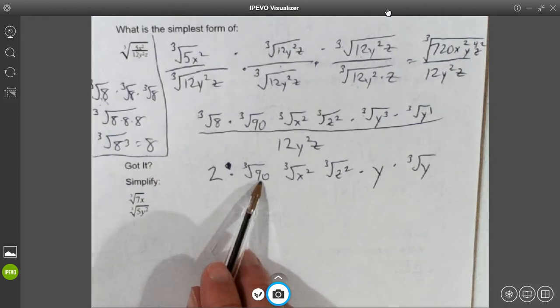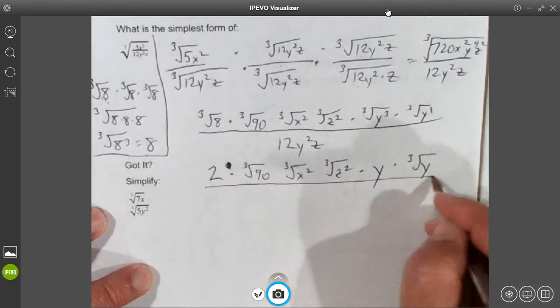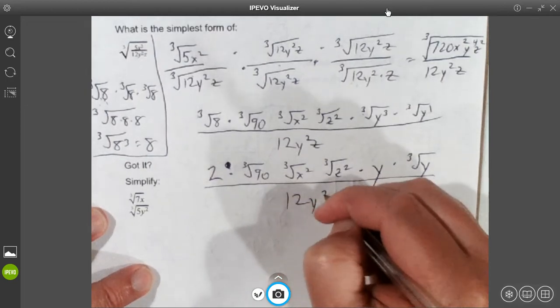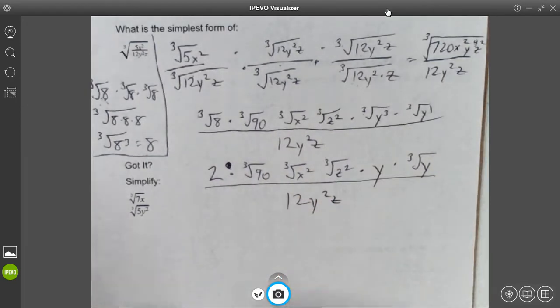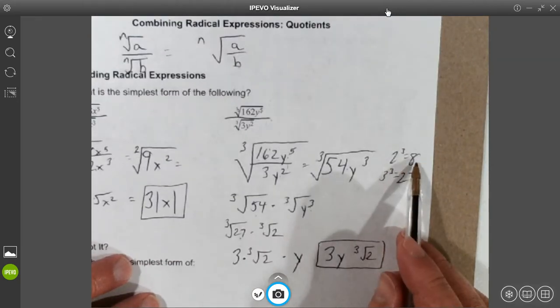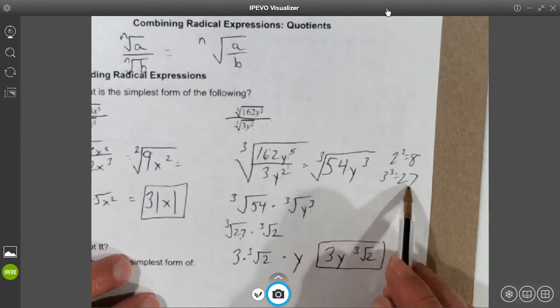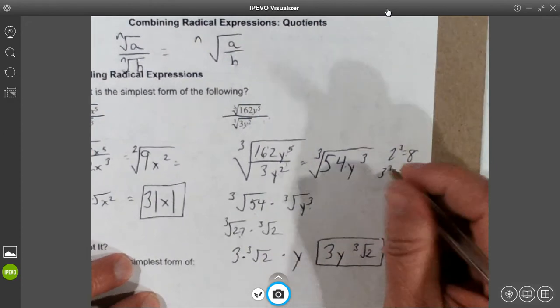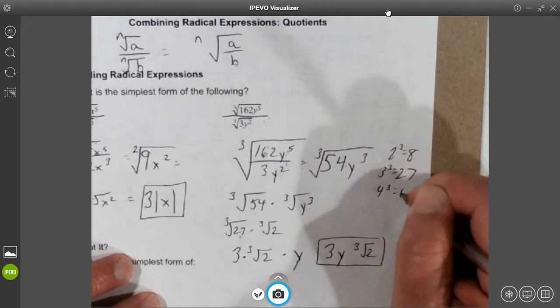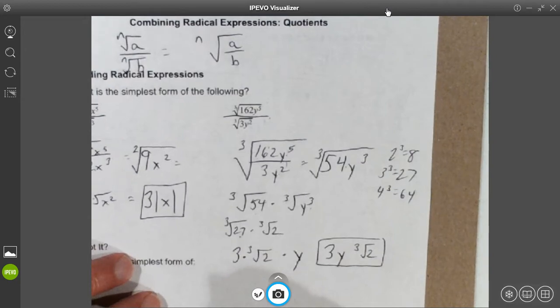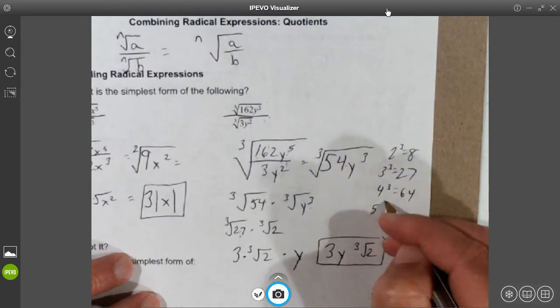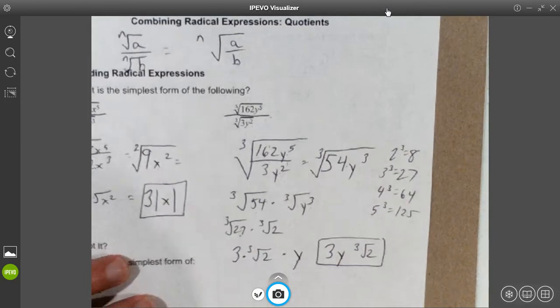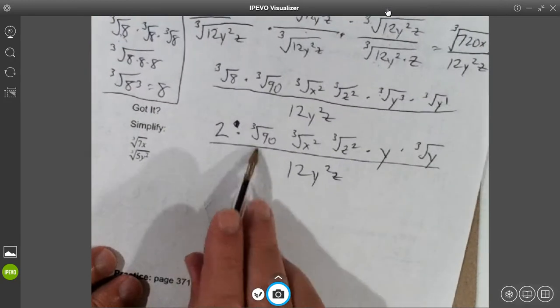Now, real quick, are there any factors of 90? That is still over 12 y squared z. Now, cube root of 90, does 90 have any perfect cube factors? Let's see, 2 cubed is 8. 8 doesn't go into 90. 3 cubed is 27. 27 doesn't go into 90. 4 cubed, 4 times 4 times 4 is 64. 64 doesn't go into 90. If I go to 5 cubed, 5 times 5 times 5, I'm bigger than 90, so nothing else is going to go into 90. So that's in simplest form.